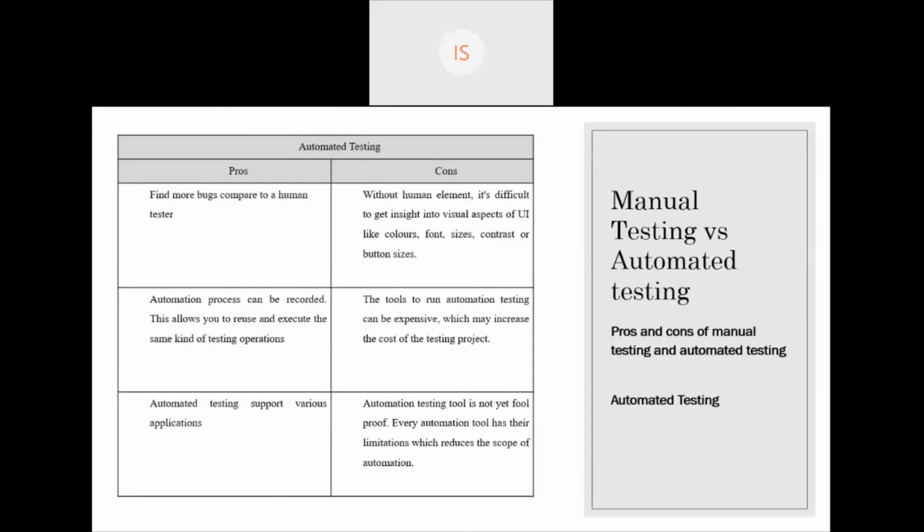And for the cons, without a human element, it's difficult to get insight into things like colors, font size, contrast, or button size. And then the second con, the tools to run automation testing can be expensive, which might increase the cost of the testing project. And then the third con is that automation testing tools are not yet foolproof. Every automation tool has its limitations, which reduce the scope of the automation.